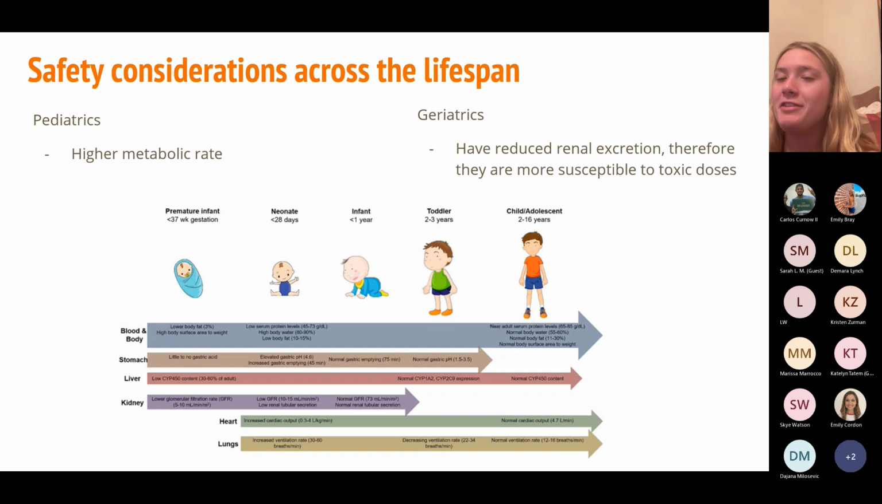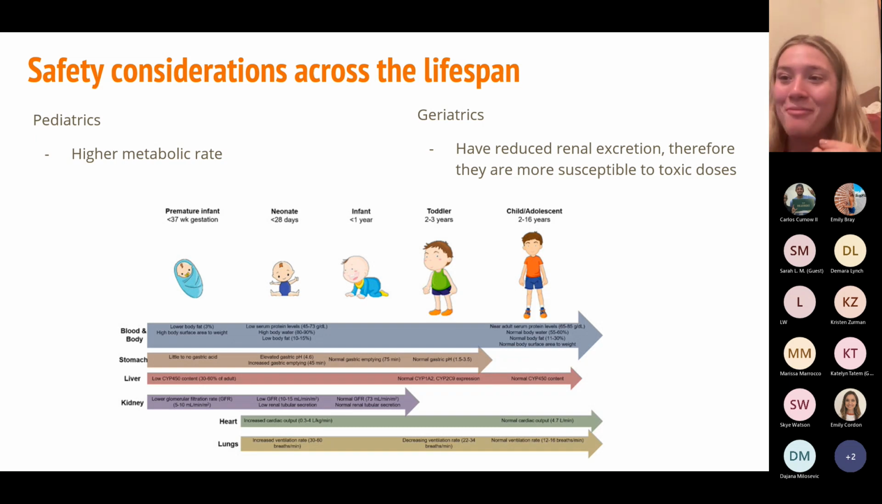Safety considerations across the lifespan, just very, very broad. Pediatrics, they have a higher metabolic rate, so their medications might not last as long in the body. Whereas geriatrics, they have decreased metabolic rate and reduced excretion, so they're susceptible to toxic doses. For geriatrics, that med is going to stay in the body a lot longer. Whereas for pediatrics, that med is going to be quickly metabolized, quickly excreted. It's going to have an earlier peak, quicker onset, quicker duration.